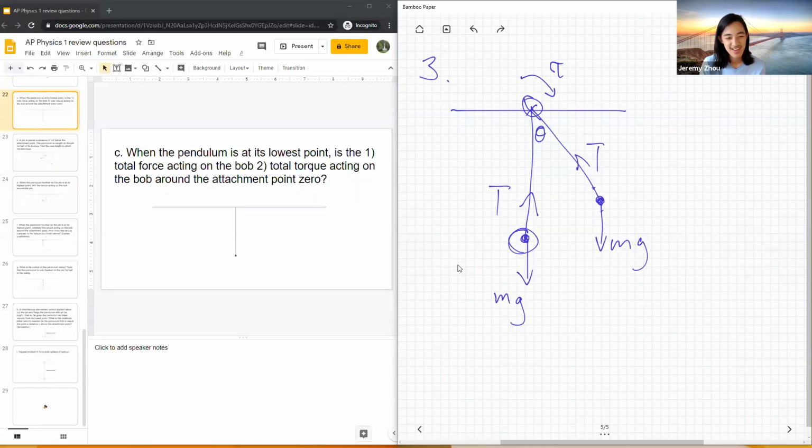Wait. Okay. Yes, yes, yes, yes. Such unanimous agreement. Yes. Okay. Well, I don't think so. And that is because there is acceleration at the bottom.